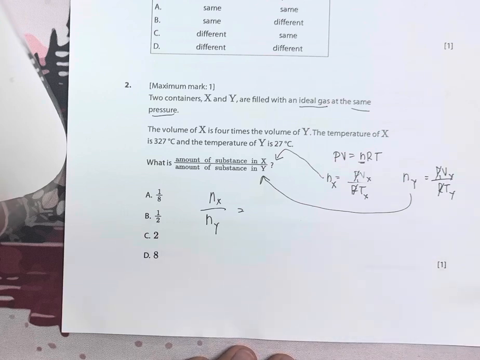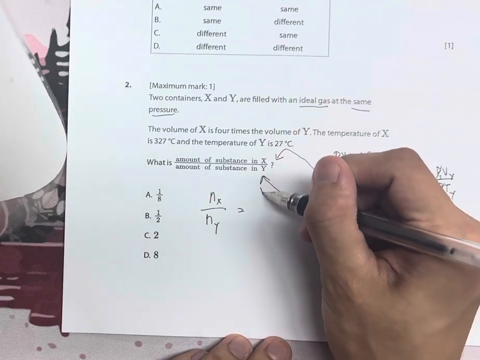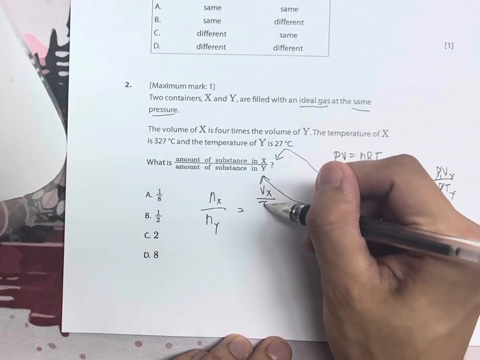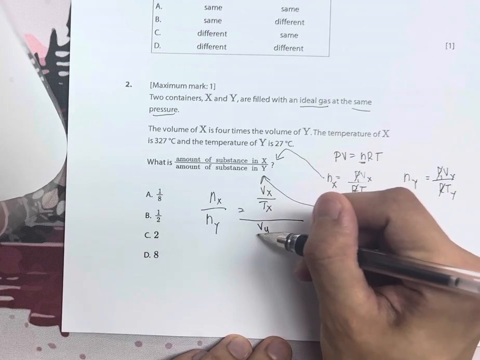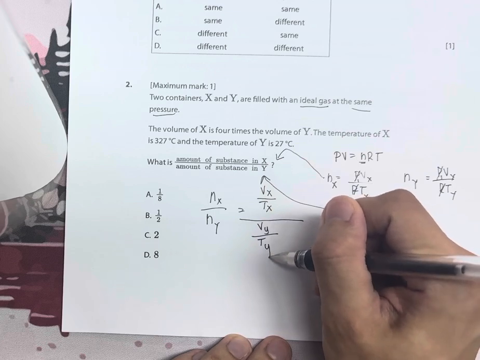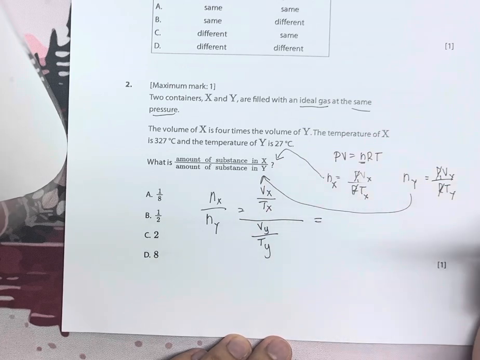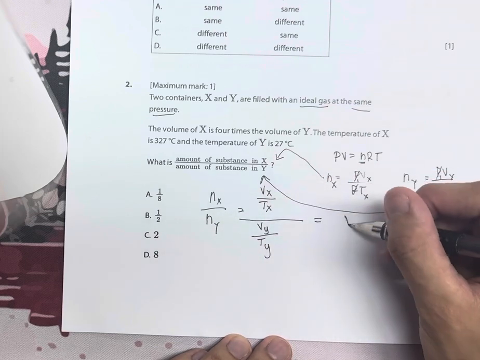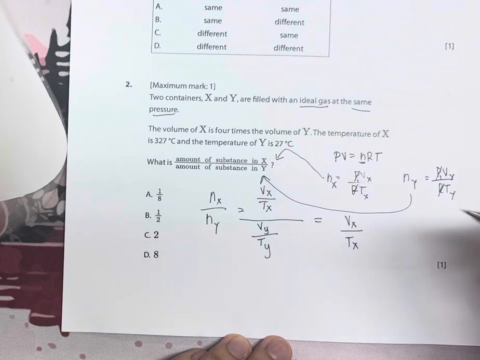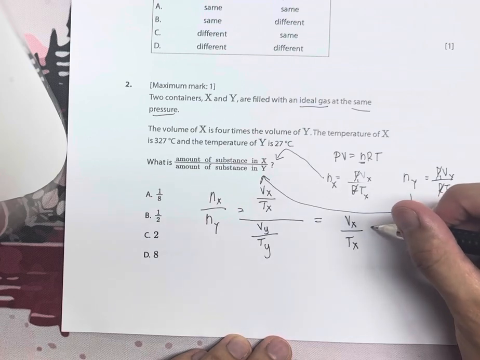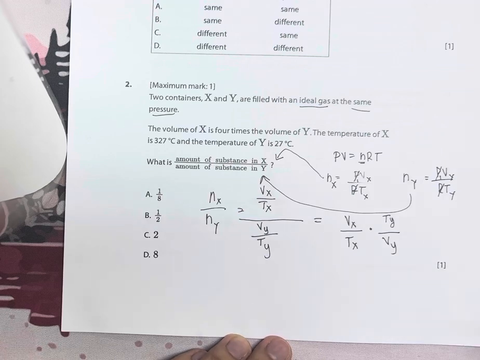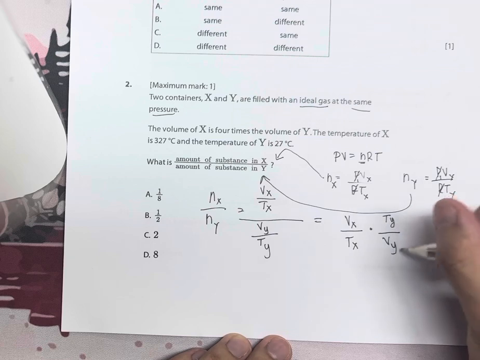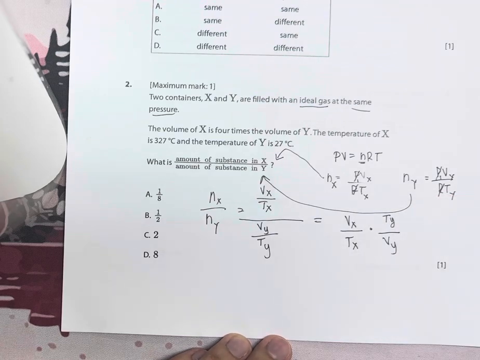So what does that mean? I'm really left with, for nX, Vx over Tx, all over the volume for Y and the temperature for Y. If I simplify this, things will flip around. The first one, the numerator, stays the same. This is dividing, which means multiplying by the reciprocal, and this will be as such. This is more or less my expression for what I need.